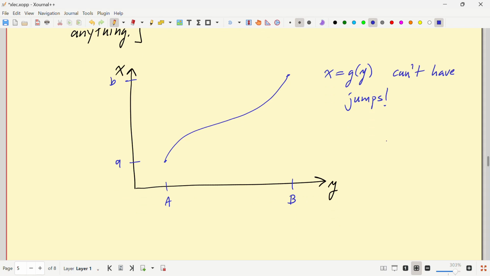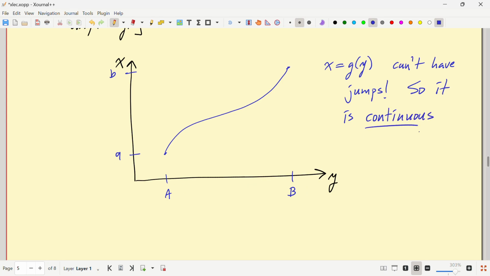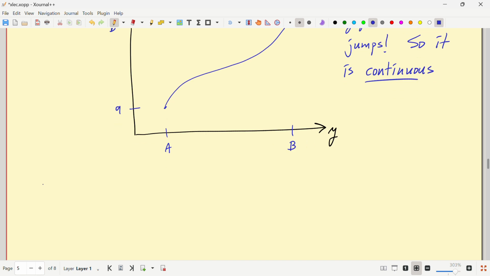Okay, and we know that monotone functions that don't have any jumps are continuous. And that's the big deal here. We see that the inverse function has to be continuous. So the big deal is that continuous monotone functions have continuous inverses. That's the last line in the theorem: continuous monotone functions have continuous monotone inverses.